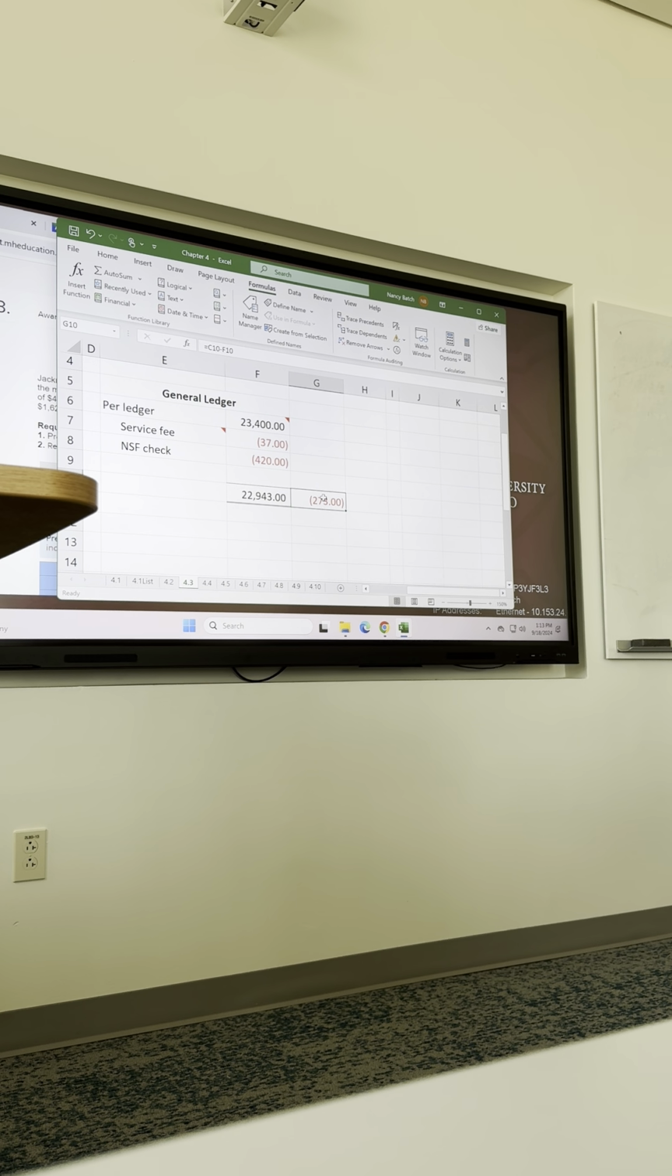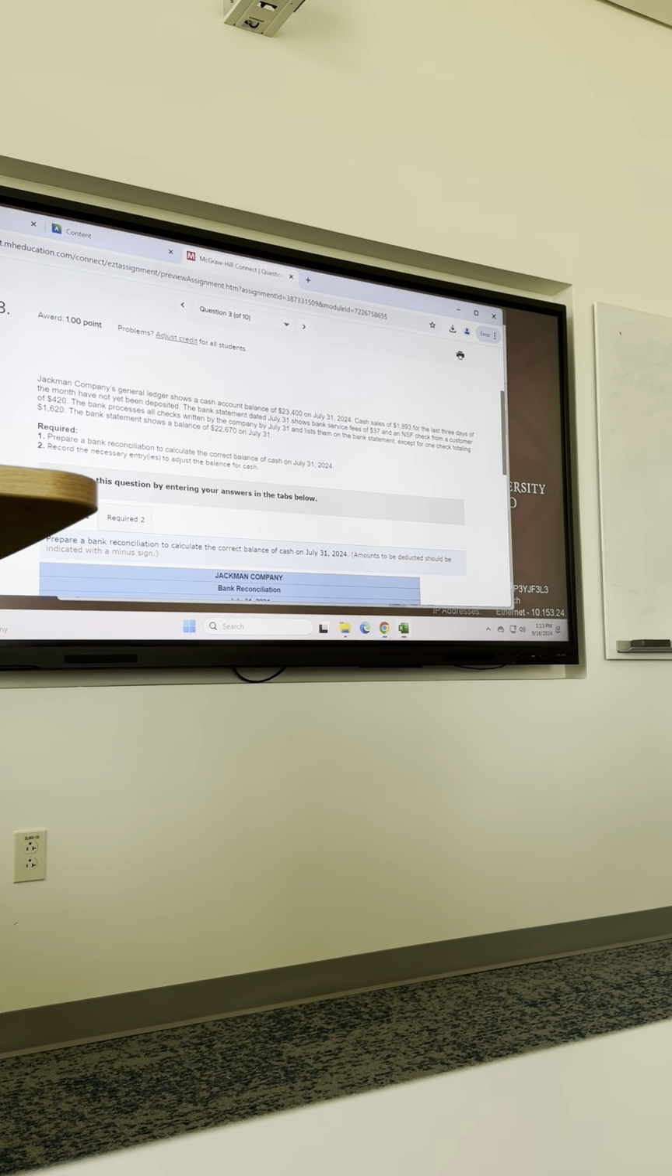I saw the balance here, so what does that mean? It means I have to go back over here and see about this other stuff. Let me see what I have now. Bank service fee and NSF check. Cash sales of $1,893 for the last 3 days have not yet been deposited. Okay.